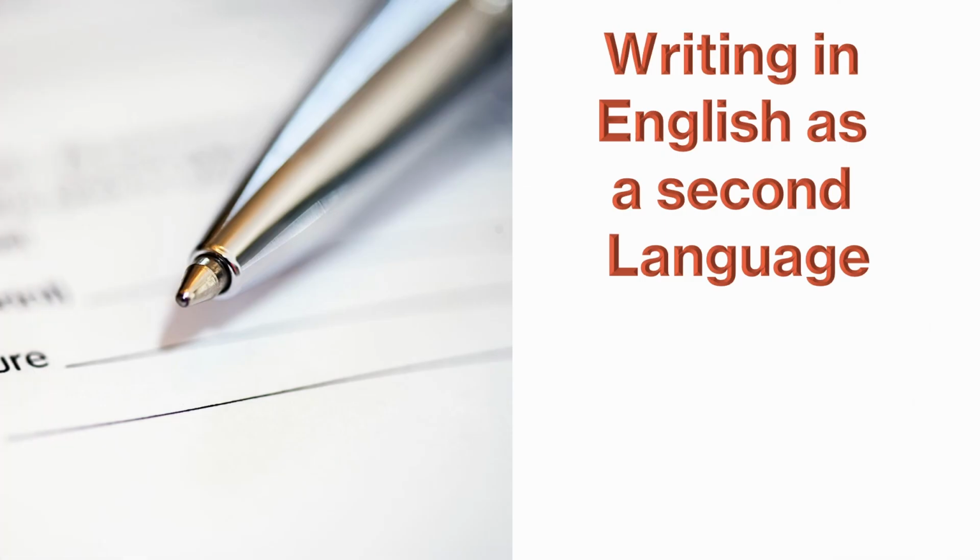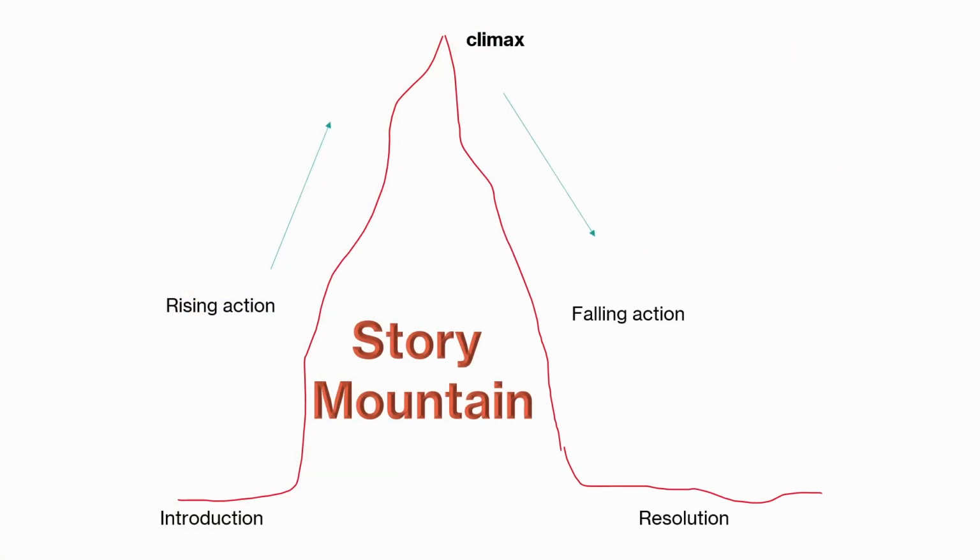In this video, we'll learn how to make our writing in English as a second language clear and short as much as we can. We know that every story should have a beginning, middle, and end. And in order to have a logical sequence in the events, we can use this story mountain.